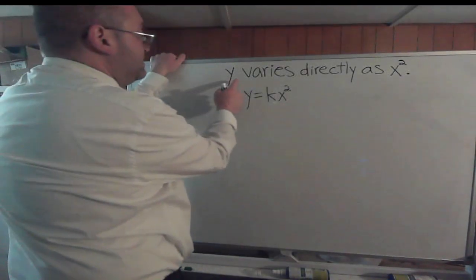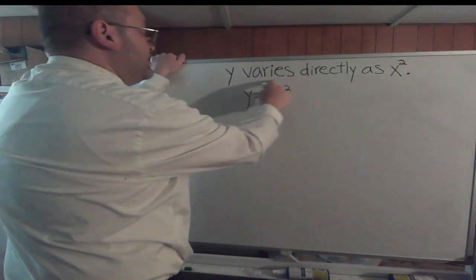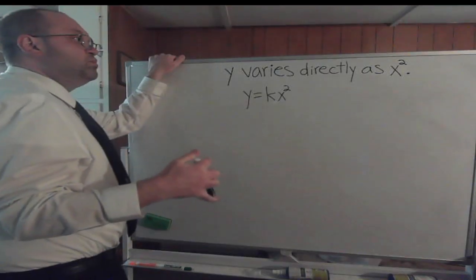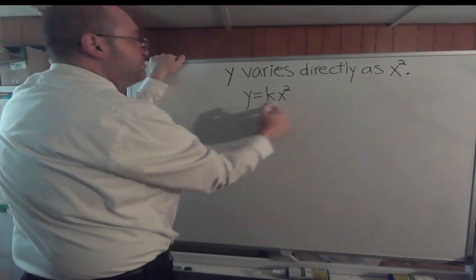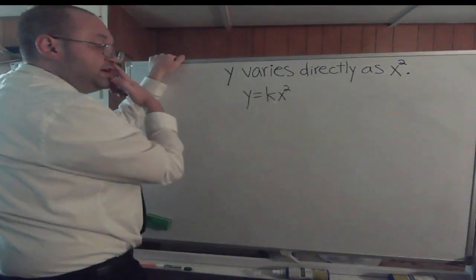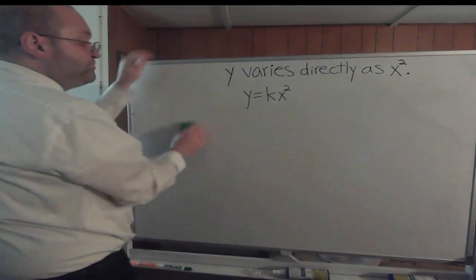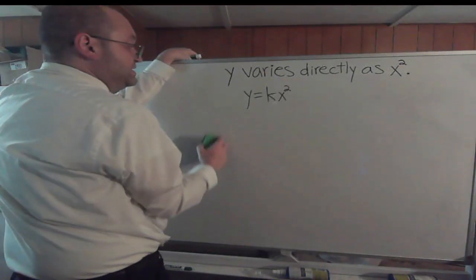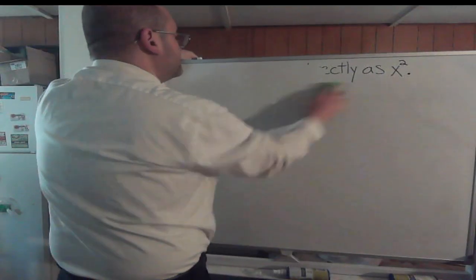We'll start with the direct variation part. You may see something like: y varies directly as x squared. Much like if y varies directly as x, it's going to be y equals k times x squared, since it varies directly as x squared. K is your constant of variation. So y equals kx squared. Let's get started with some examples here.